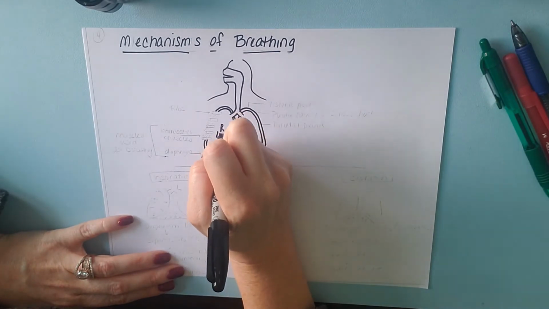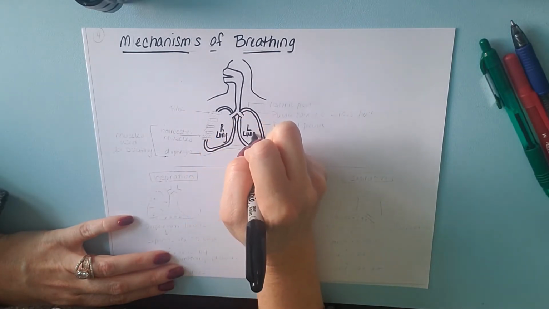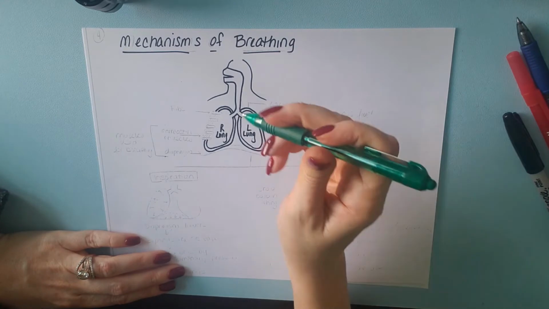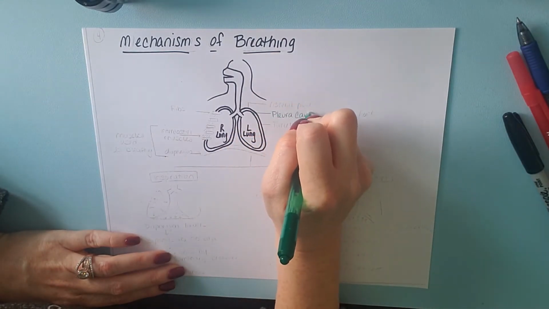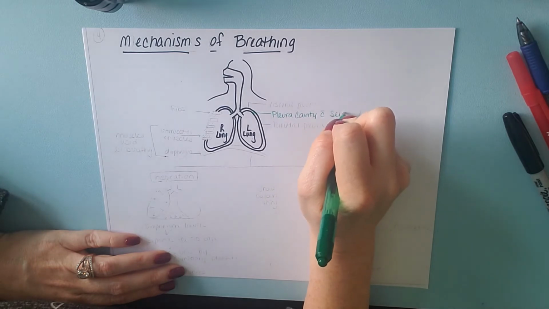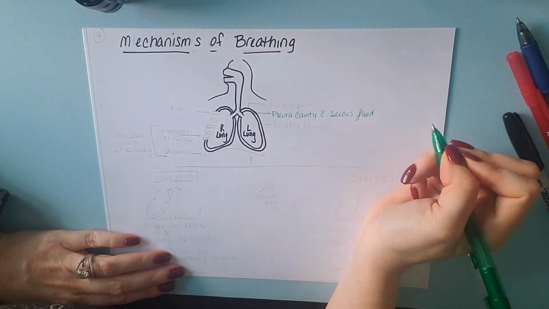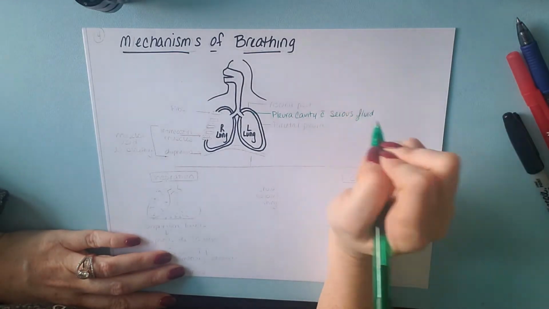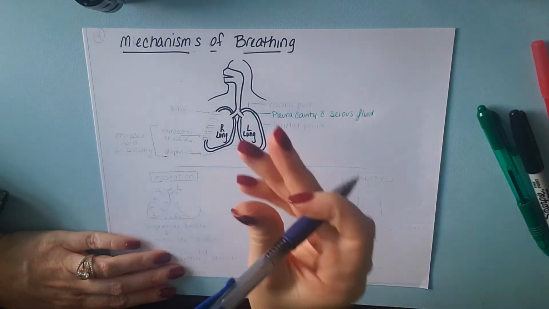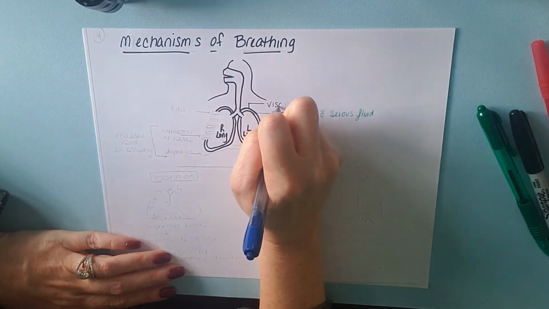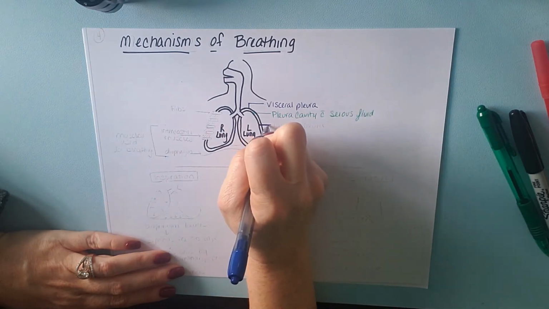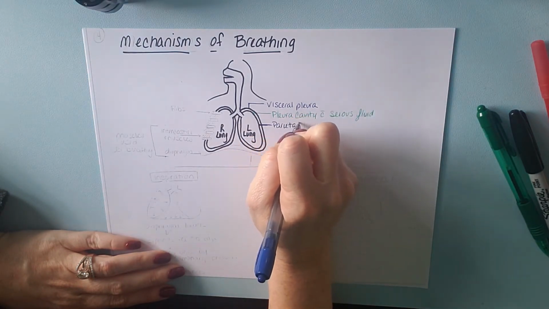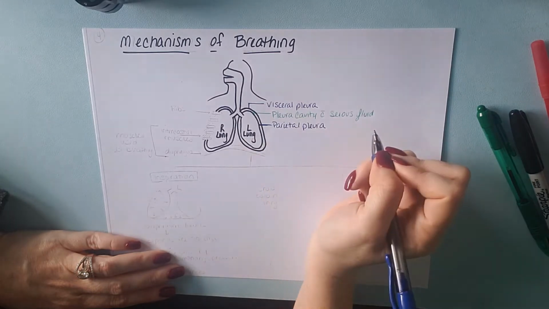That little sac around each of the lungs is the pleural cavity with the serous fluid. Whenever you see that C with a line, it means with, just so you know. Visceral pleura is connecting against the chest wall, and the parietal pleura is touching the organ itself. And then there's serous fluid in between.